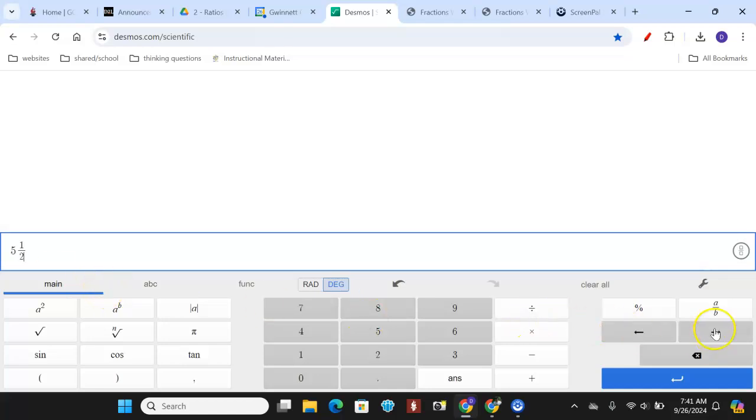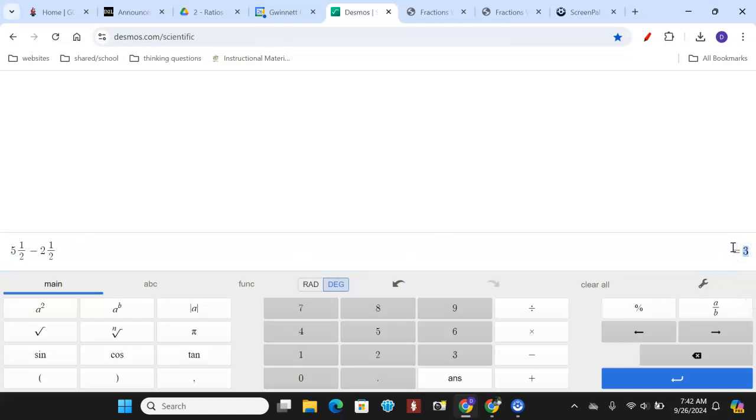Now again, if I leave my fraction, I can do 5 1/2 minus, I put in the whole number, then right next to it, I put in the fraction, 1/2. And 5 1/2 minus 2 1/2 is 3. Nothing to change it to, nothing to convert. So that's the calculator. I want to show you how to find it, and then I'm going to have you do some practice with it.